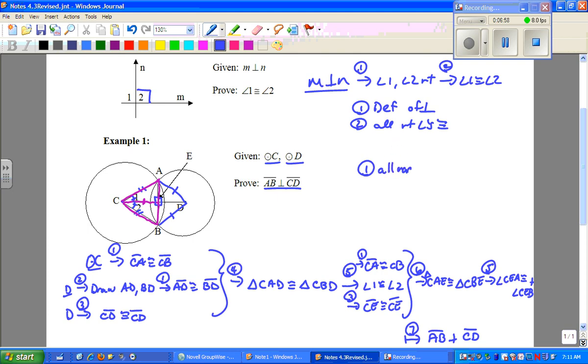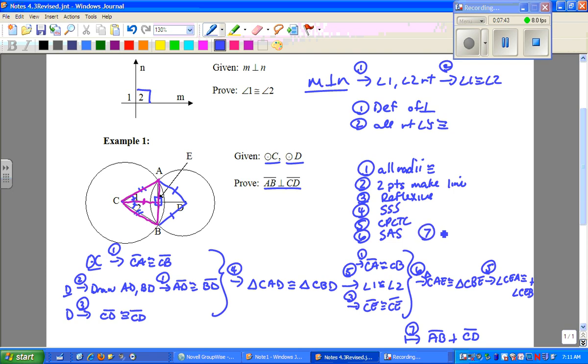1, all radii congruent. 2, 2 points make a line. 3, reflexive. 4, side, side, side. 5, CPCTC. 6 comes before 7. 6 is side, angle, side. Once again, CPCTC after that, but we put a 5 there.